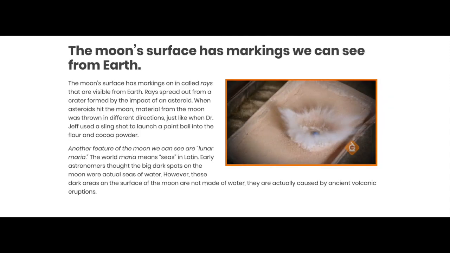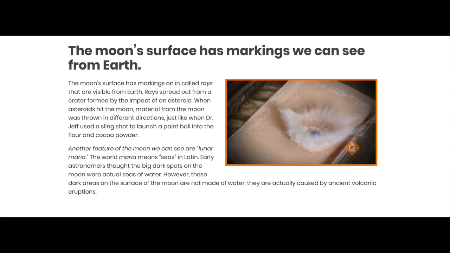The moon's surface has markings we can see from Earth. The moon's surface has markings on it called rays that are visible from Earth. Rays spread out from a crater formed by the impact of an asteroid. When asteroids hit the moon, the material from the moon was thrown in different directions, just like when Dr. Jeff used a slingshot to launch a paintball into the flour and cocoa powder.